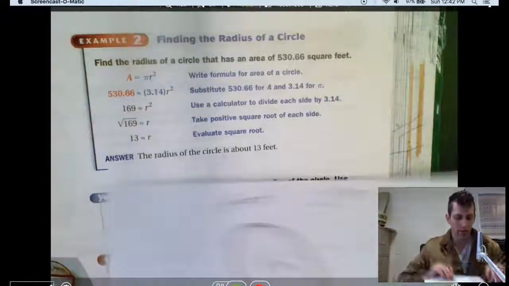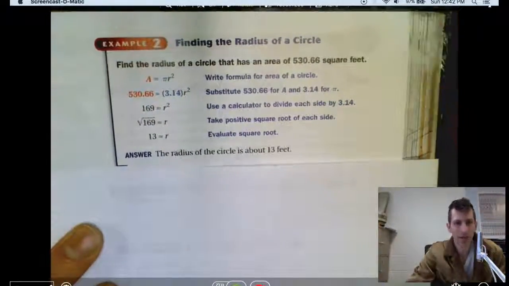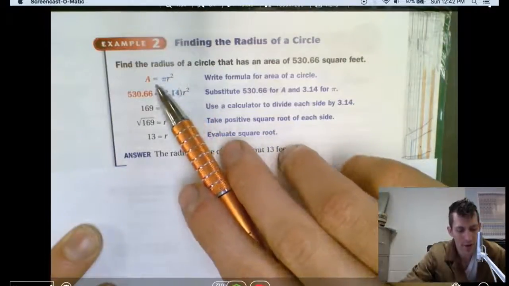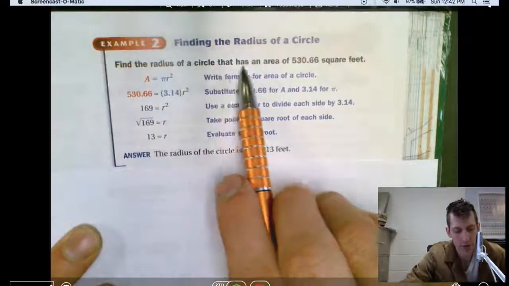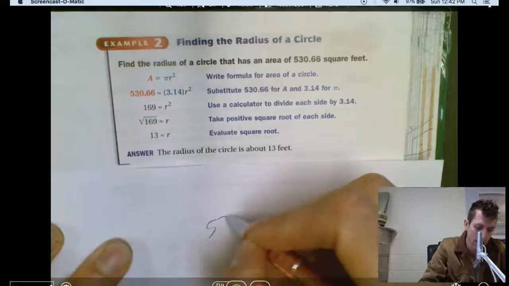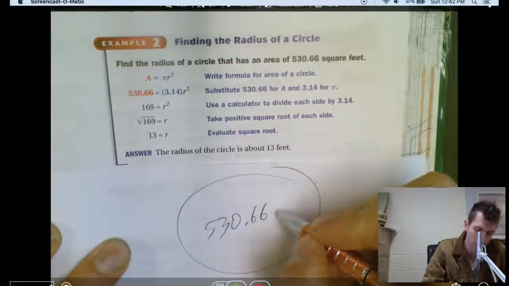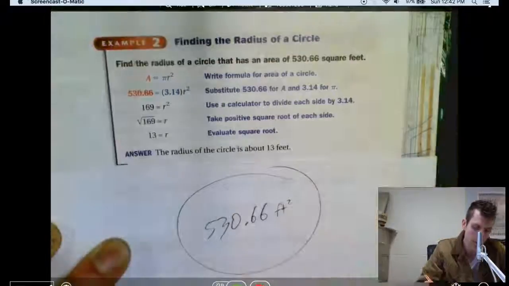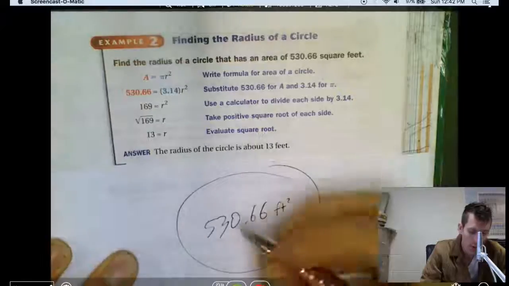Okay, but what if we needed to go backwards? That seems to be the hardest thing for some of you. It's like, oh yeah, I get how to plug that in, but what if they give you the area and they want you to find the radius? This one says find the radius of a circle that has an area of 530.66. 530.66 is the area of this circle, in square feet. Square feet is the same as feet squared, by the way. What is the radius?